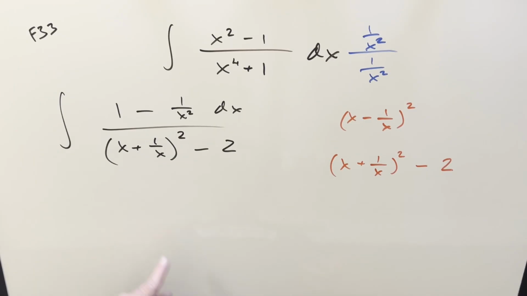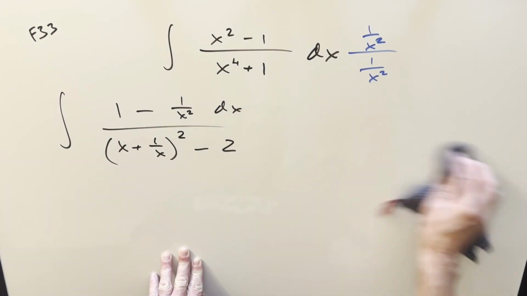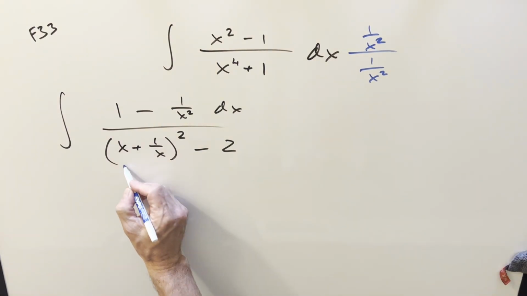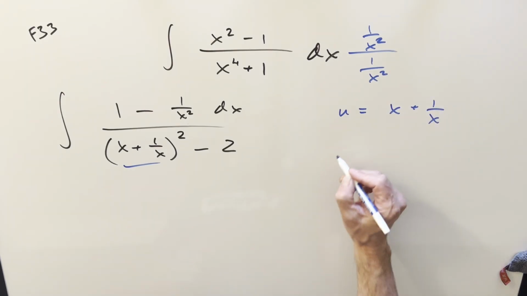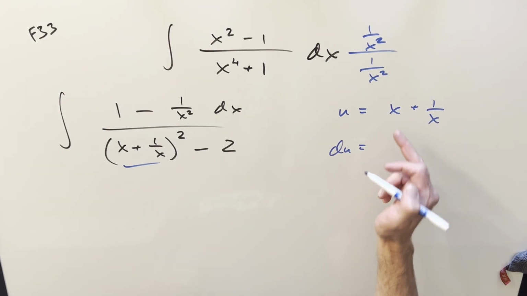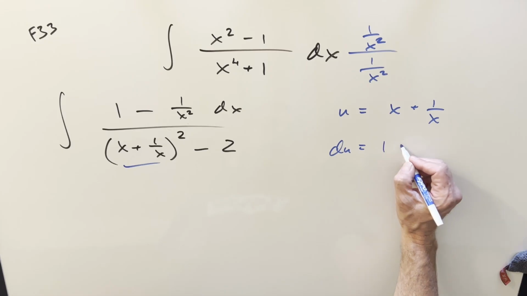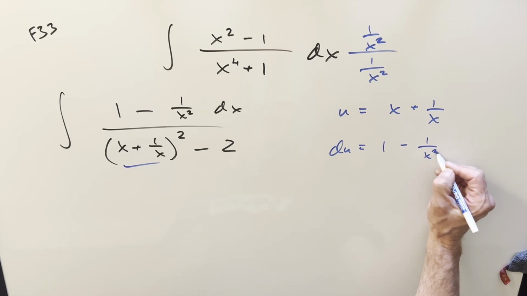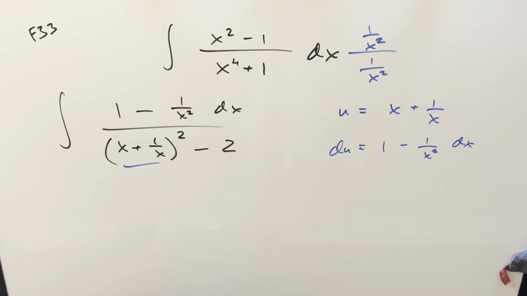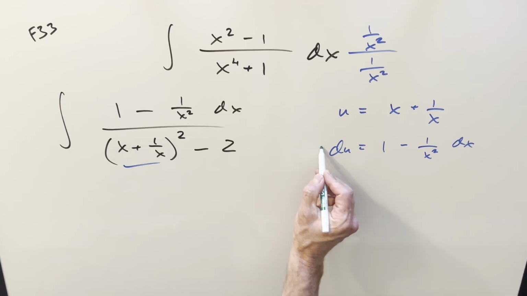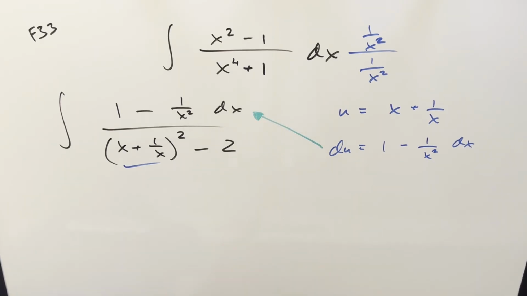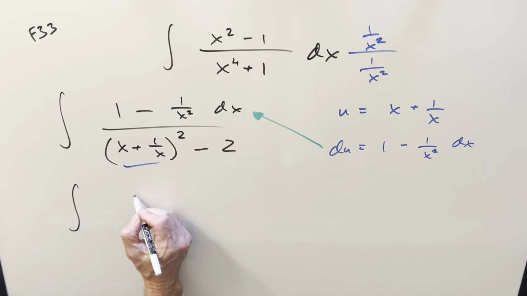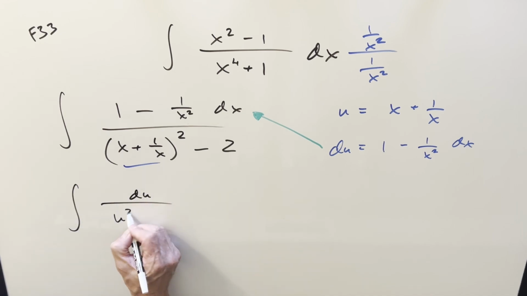And so now I'll go ahead and substitute. Let me get a little space over here. I want this to be my u. So u = x + 1/x. Take a derivative. The derivative of x is 1, and this becomes -1/x^2, dx. So we're in good shape because our du is going to be the whole numerator right here. What we end up with is going to be du over u^2, minus 2.